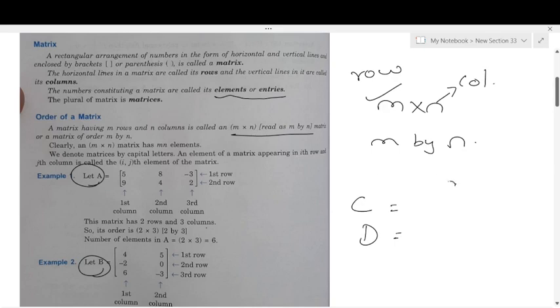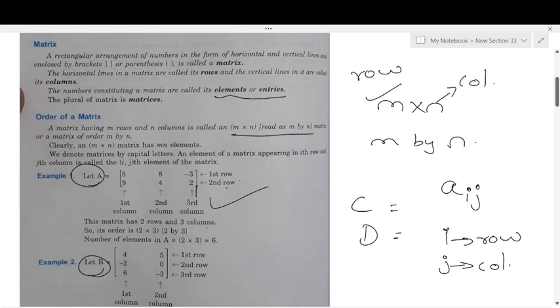Then we represent each element in the form aij. I stands for row. Same, first preference is given for row, second is for column. J stands for column. And this is how you write. Look at this question: 2 by 3. The matrix has 2 rows and 3 columns.